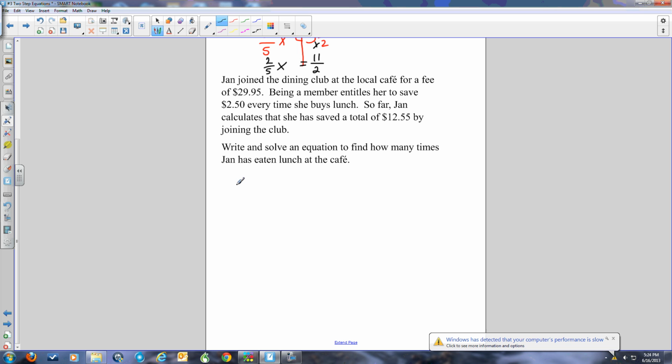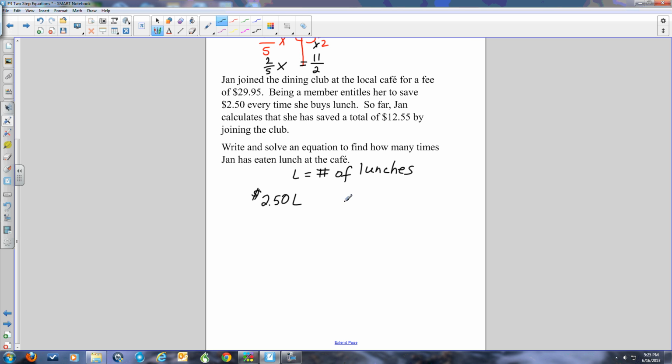So, what we're going to do is let's set a variable to stand for the number of lunches that Jan has had. Let's say L is the number of lunches that Jan has had. Okay. And we know she saves $2.50 for each of those lunches. So we could write that as $2.50 times L. You can put a dollar sign there if you wish. It's a good idea. Okay. So that's how much she saved.